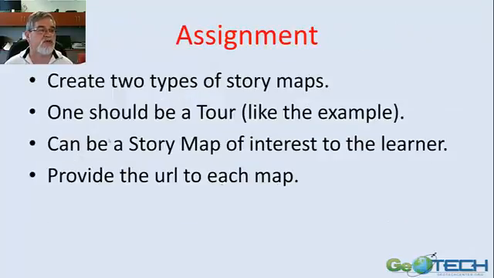So your assignment here is to create 2 story maps. One of them should be a tour, and one of them can be a story map of anything that you would like. Provide the URL to each map for your instructor, and that's how this will be graded. So you have basically 4 assignments here: a story map from Google Tours, a story map from Knightslab, and 2 story maps using Esri. Have fun creating your story maps.